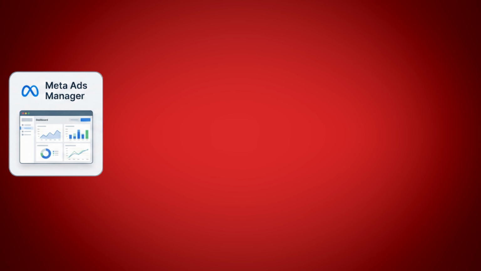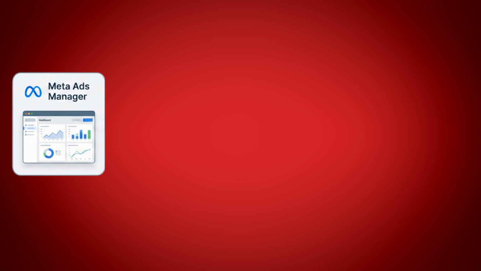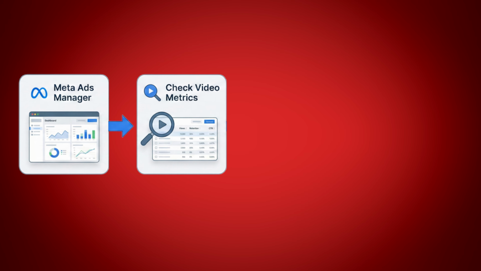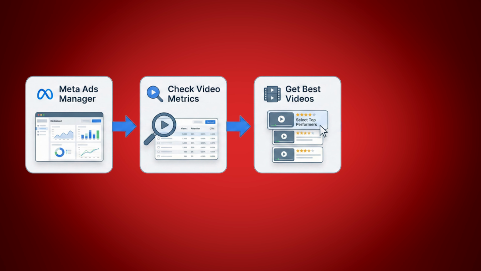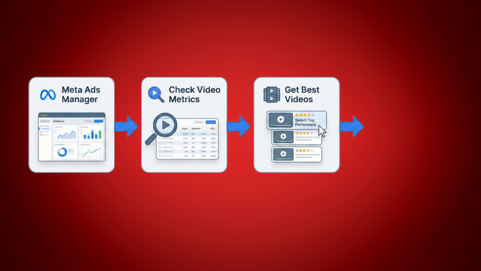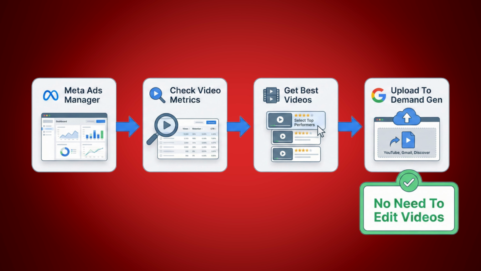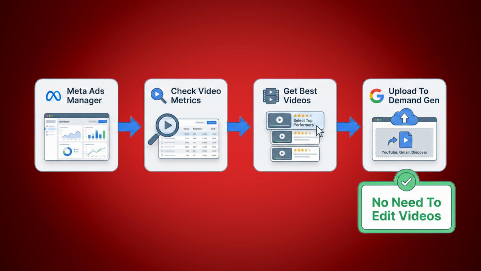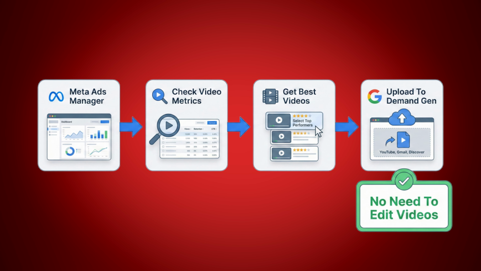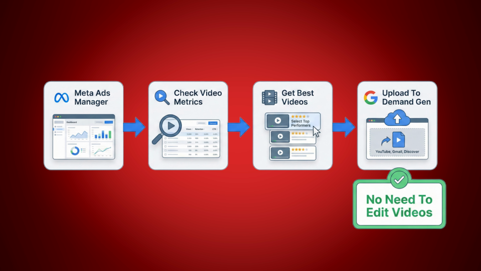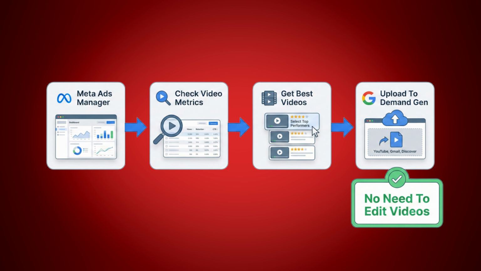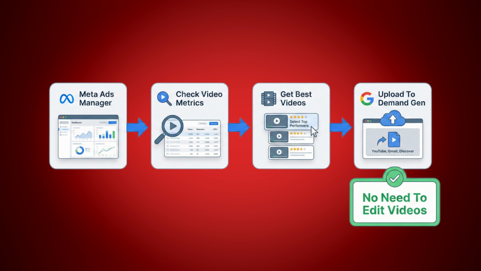Here's the process. Go into your Meta Ads Manager and identify your top 10 to 15 performing videos from your prospecting campaigns. Look at metrics like return on ad spend, conversion rate, and engagement. Find the videos that are genuinely performing well. Then upload those same videos to your demand gen campaigns on YouTube. There's actually no need to change or re-edit the videos at all. Google can work with the same exact aspect ratios as Meta does, and videos that perform well on Meta can absolutely perform well in Google Demand Gen.